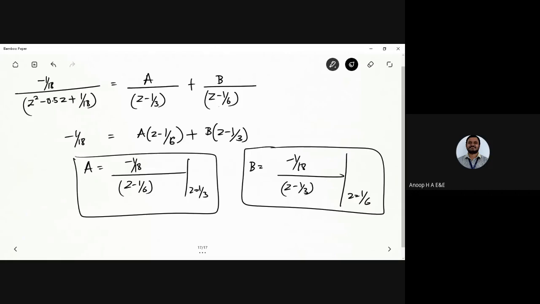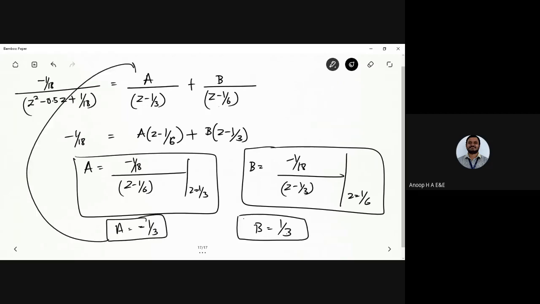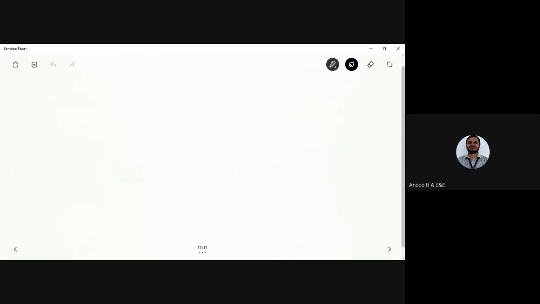Okay, so for a, you are going to find out the value of a, that is, I think it is minus 1 by 3, and b would be 1 by 3. So you are going to replace the values of a and b in the above expression. The value of a would be minus 1 by 3, and the value of b would be 1 by 3 here.